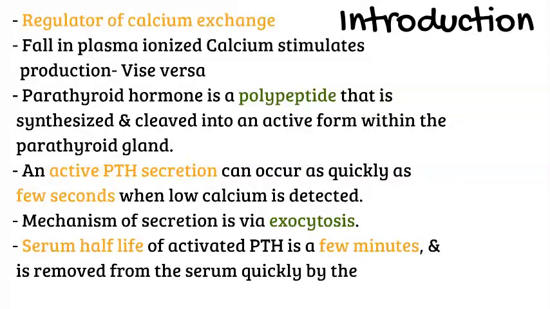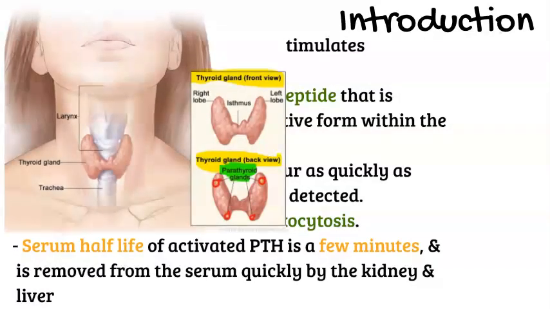The mechanism of secretion is via exocytosis. The serum half-life of the activated parathyroid hormone is a few minutes, and it is removed from the serum quickly by the kidney and liver. This picture illustrates the thyroid gland, the front view and the back view. The parathyroid gland's location is as illustrated.